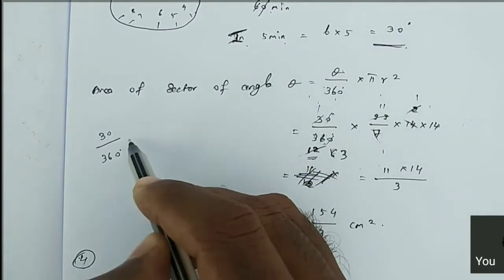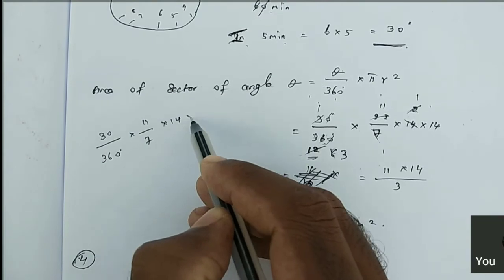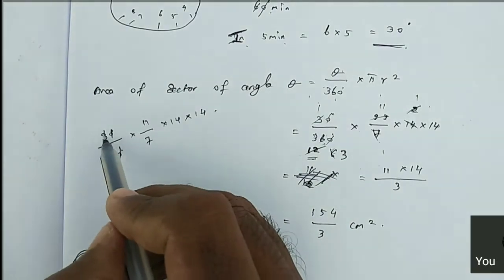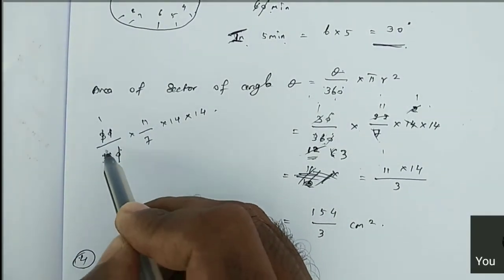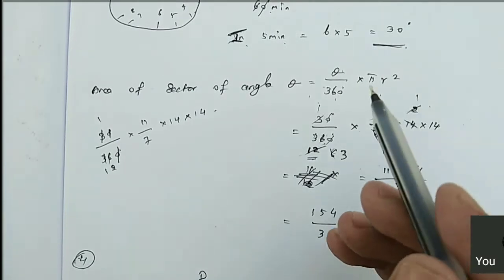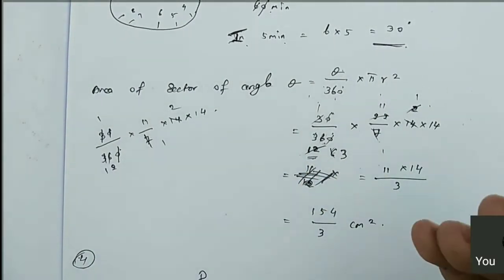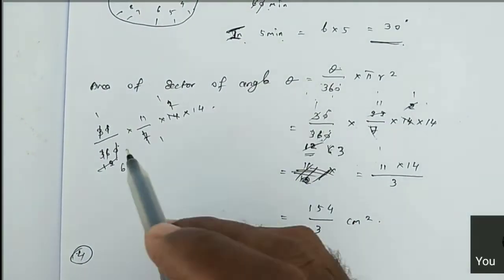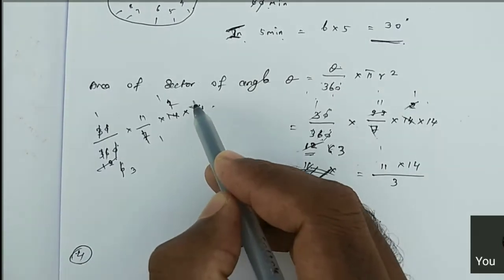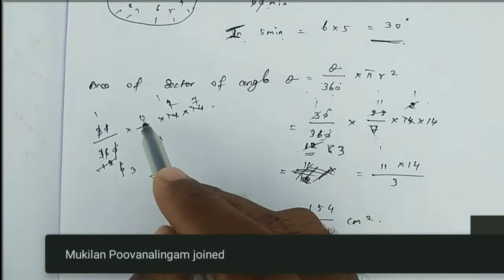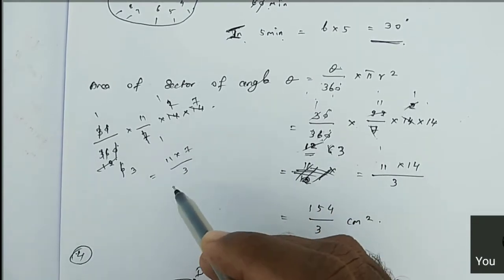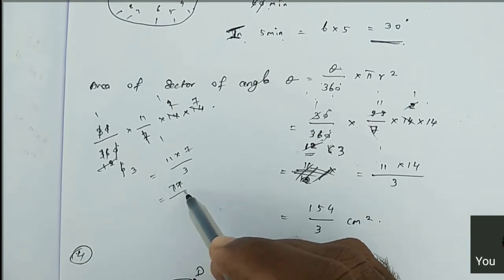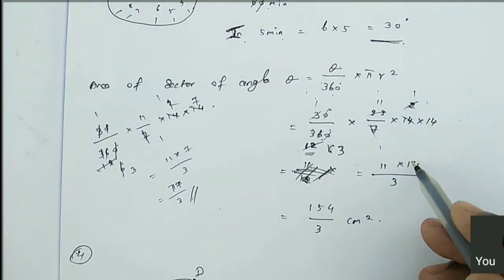360 degree into 11 by 7 into 14 into 14. Right? Now 0 0 cancel. 1 6, 1 3 is 3, 2 3s are 6, 12. Right? Next 1 7 is 7, 2 7s are 14. Next 1 2 is 2, 6 2s are 12. Next 3 2s are 6, 7 2s are 14. Clear? So the remaining is 11 into 7 divided by 3. So 11 into 7, what is the answer? 77 by 3. Clear?